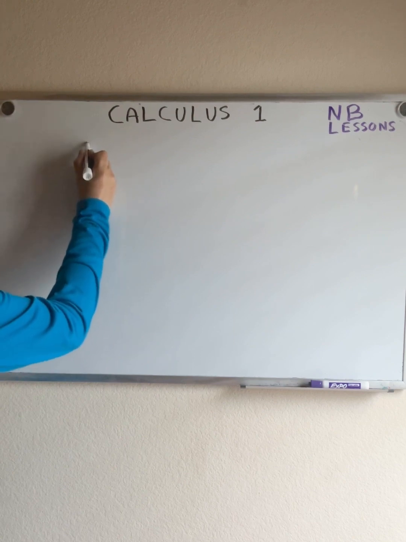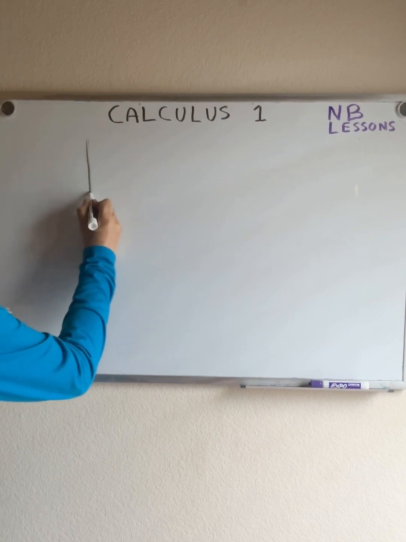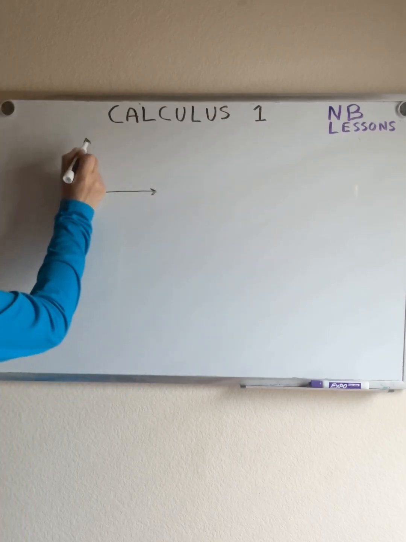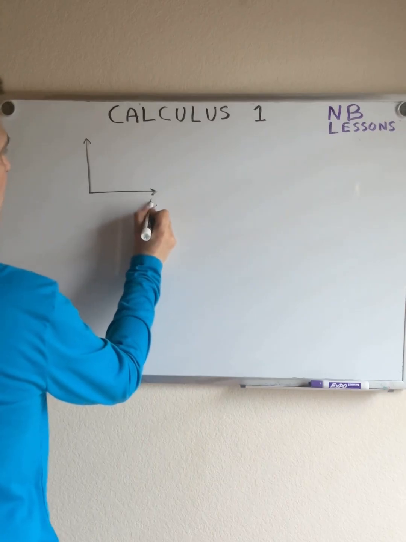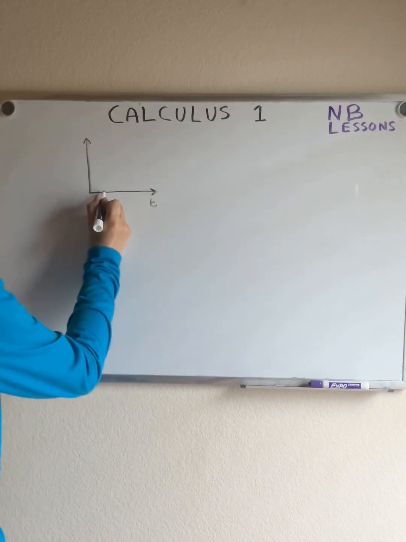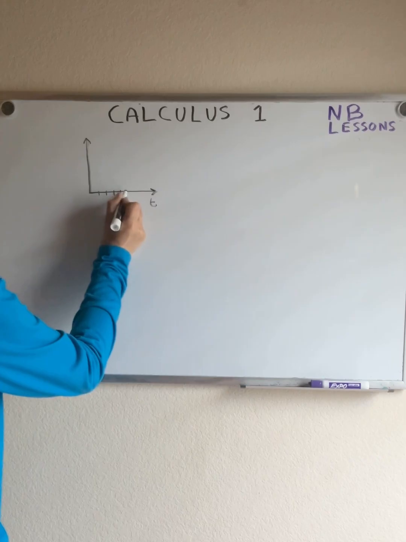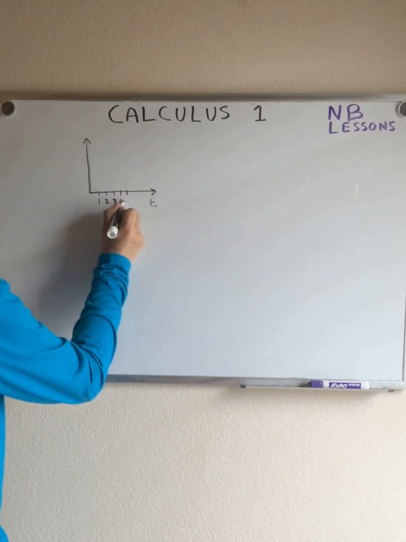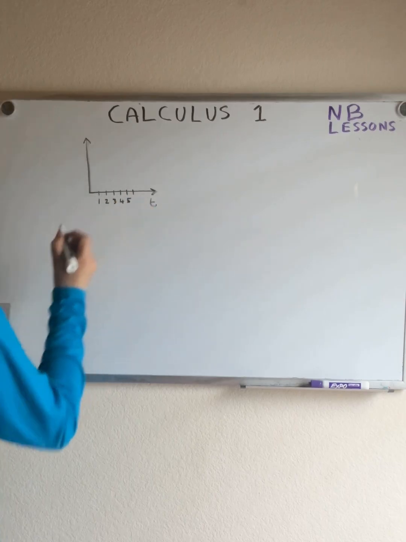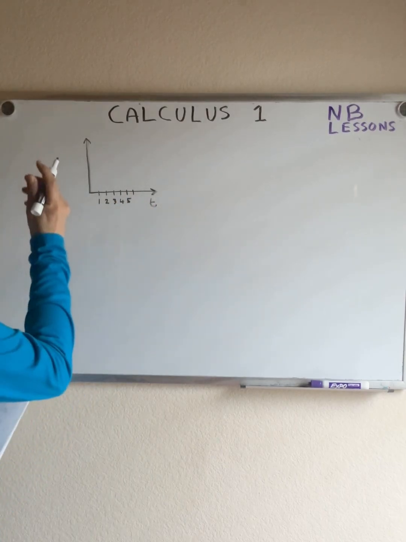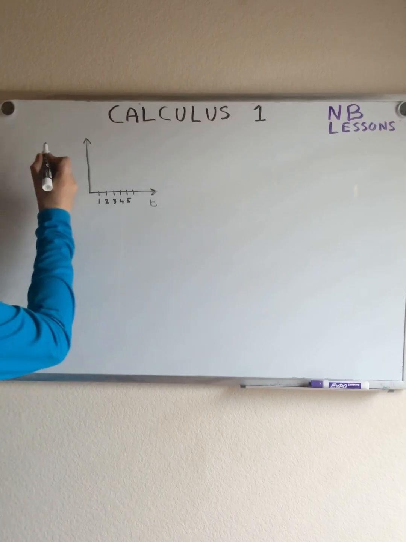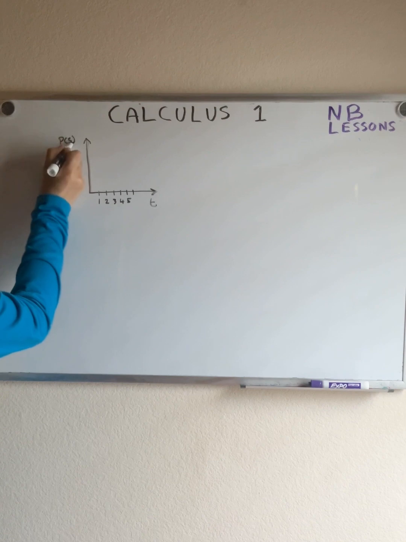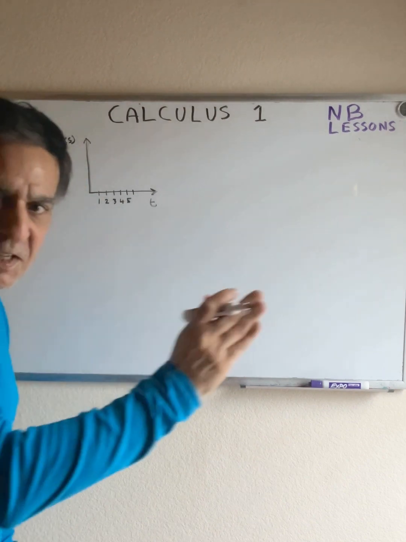Let's say we have a y-axis and we have an x-axis. Okay. On the x-axis, I have time, right? So I have said 1 second, 2 seconds, 3 seconds, 4 seconds, 5 seconds, and so on. 1, 2, 3, 4, 5, and so on. And on the y-axis, I have position. Okay. So this is my position on the y-axis, and time on the x-axis.